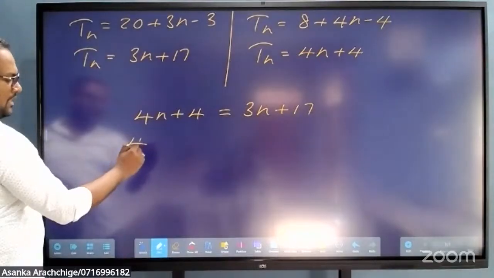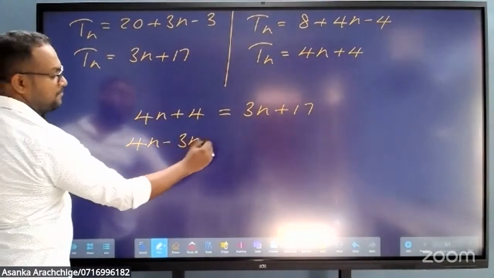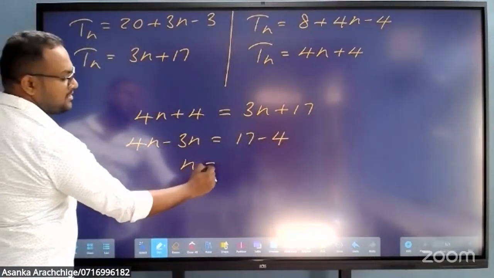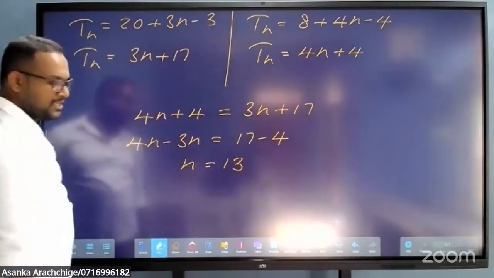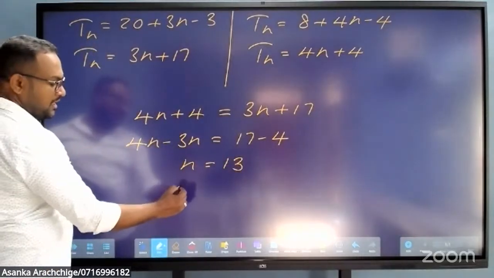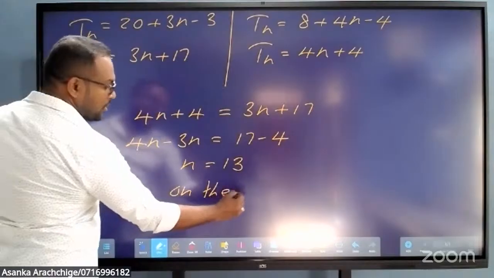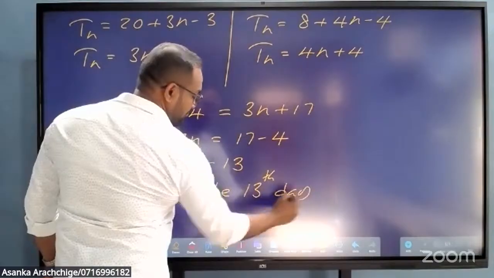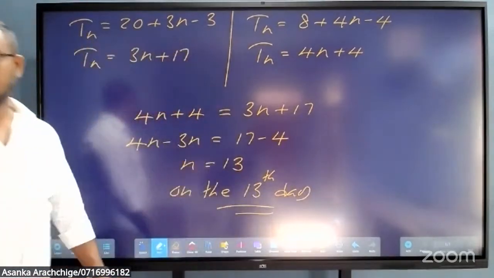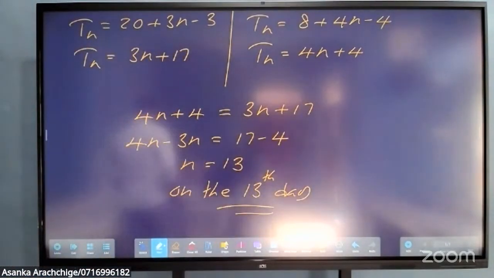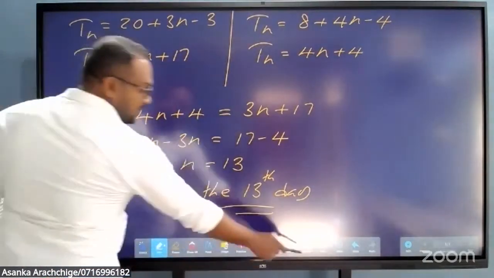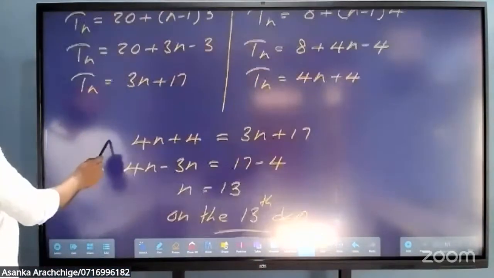Take 3n to the left. 4n minus 3n is equal to 17 minus 4. Then n is equal to 13. Answer: on the 13th day. On the 13th day. Okay?